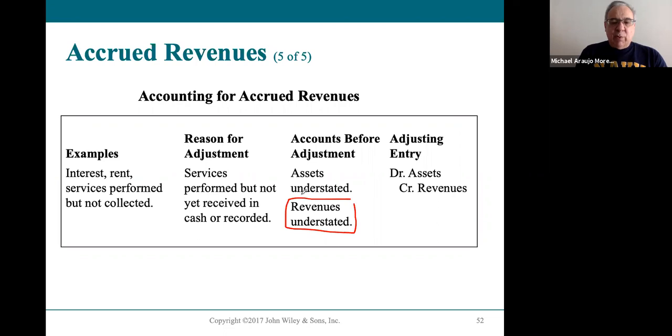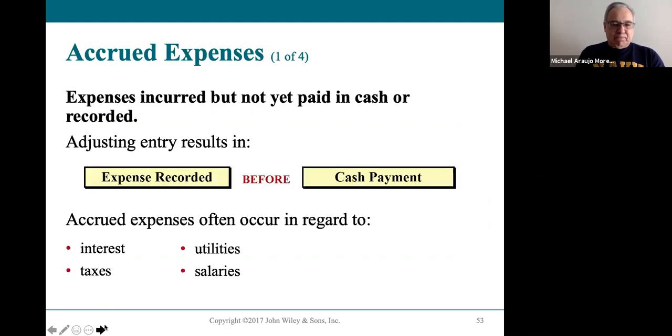And then, of course, we wouldn't have shown that we had a receivable, and so our assets would also be understated. For accrued expenses, basically, we have incurred an expense in this period of time, but we haven't paid it yet. And this actually happens, not frequently, but enough where you have to do adjustments.